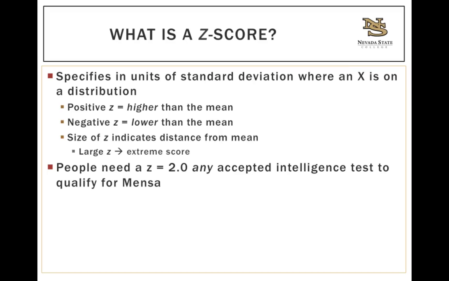So like I said, people need a z-score of 2.0 on any accepted intelligence test to qualify for Mensa. So a 2.0 is an extreme z-score. Only 2% of the population has that score on an intelligence test or higher. Right? So that's really what Mensa is saying. What Mensa is saying is we only accept the top 2% of intelligence test takers in the world, and that's their criteria. So a z of 2.0 or a negative 2.0 are actually really extreme scores.